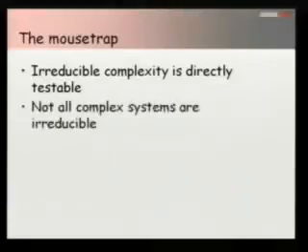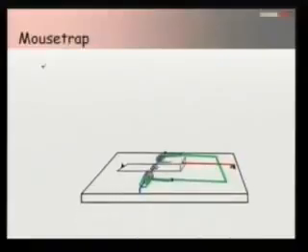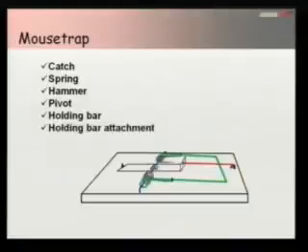But we have to remember that not all complex systems are irreducible. And this is where Dawkins goes wrong. He thinks we claim they're all irreducible. And simple systems can be irreducible. This is why we have the mousetrap. Here's a mousetrap. It's got about half a dozen components. It's got a catch, it's got a spring, it's got a hammer, it's got a pivot, it's got a holding bar, it's got a holding bar attachment, and it's got a base plate. Take any one of those components away, and your mousetrap doesn't work. So that is irreducibly complex, or it's irreducible.